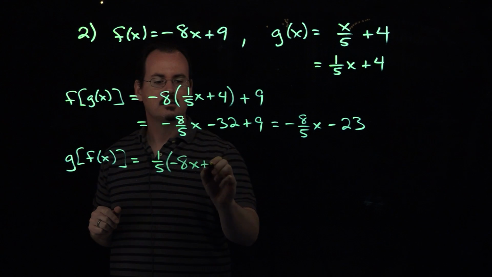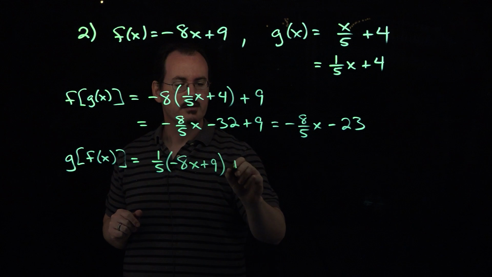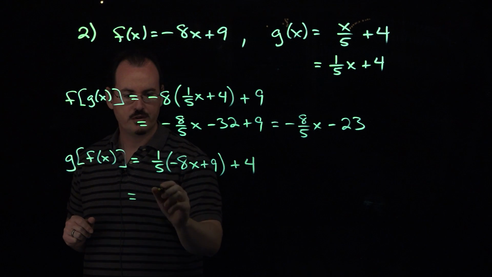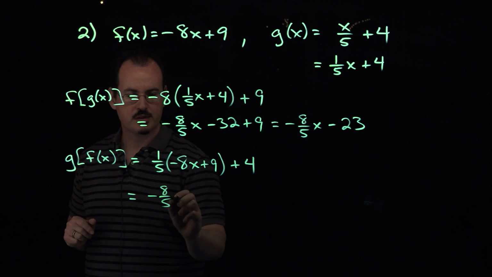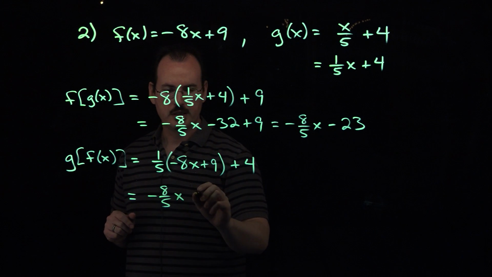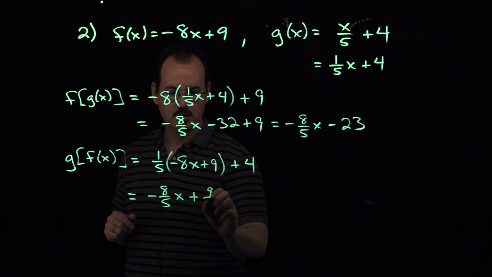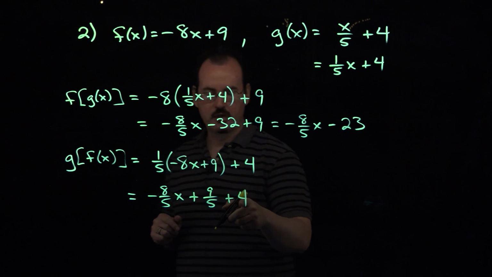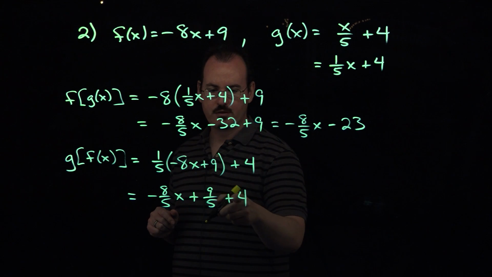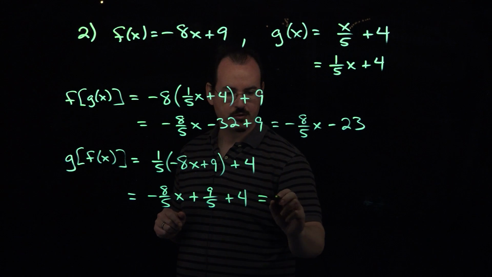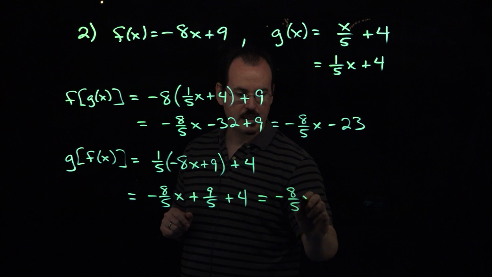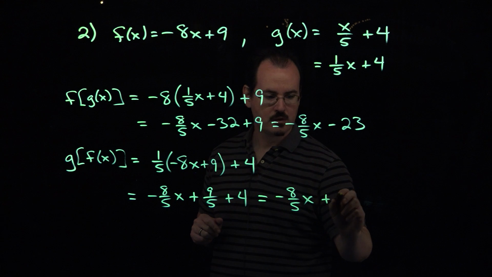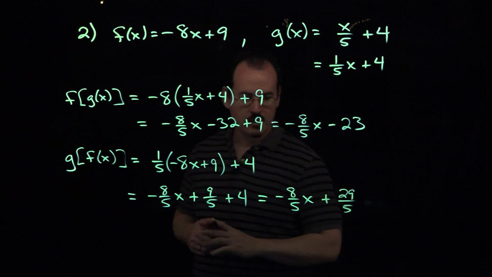-8x plus 9, and then we still have the plus 4 on the end of that one. And then I'll have to simplify this, so I'll go ahead and distribute the 1/5, so we get -8/5 x, and if I distribute there, I get plus 9/5, and then plus 4. And if I write 4 as 20 over 5, then I can add these together and simplify it even more. So I get -8/5 x. If I write that again as 20 over 5, I get 29 over 5 for my most simplified answer.